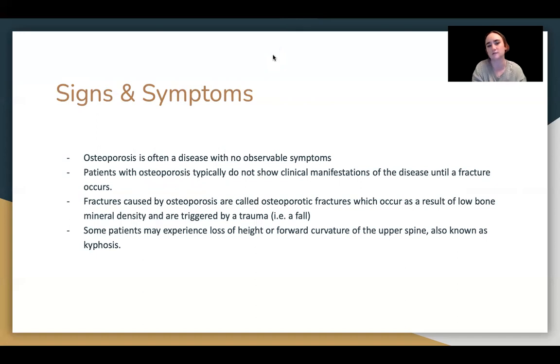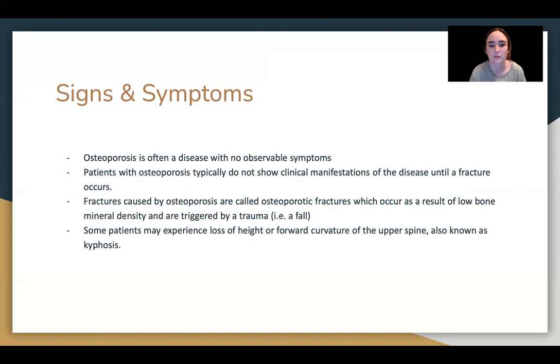Osteoporosis is often a disease with no observable symptoms, like I said before. You can't really just look at somebody and say, oh yeah, you have osteoporosis. You have to get a scan and a T-score and go from there. Patients with osteoporosis typically do not show clinical manifestations of the disease until a fracture occurs. That is also one thing in the research that I saw, that most patients don't even know that they have osteoporosis until they have a fracture, and then they do x-rays, and they can tell that the bone is really porous and weak and brittle.